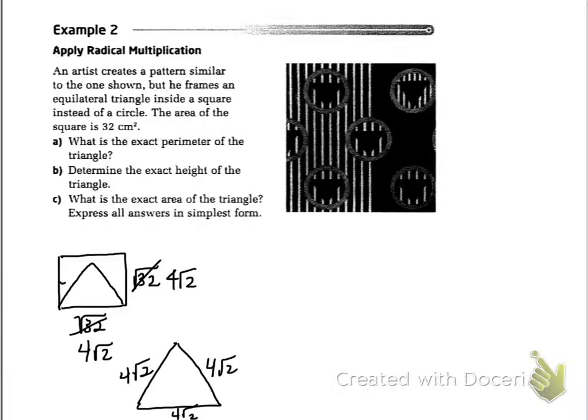This leads me to the answer for part A. What's the exact perimeter of the triangle? Well, 4 root 2 plus 4 root 2 plus 4 root 2 is simply 12 root 2.